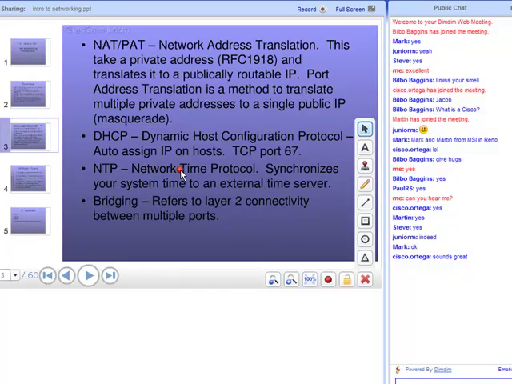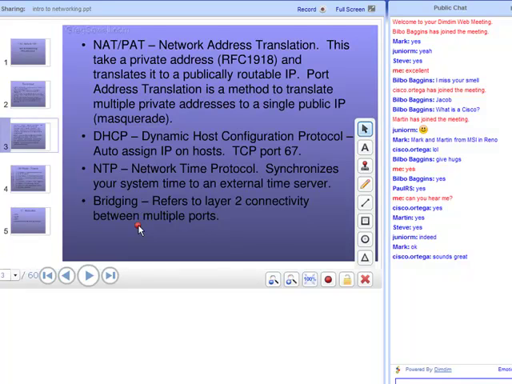DHCP, Dynamic Host Configuration Protocol. That's where a server of some kind out there assigns you an IP automatically. You just boot up, you request an IP, and it's going to hand you one. In essence, it uses UDP port 67. NTP, Network Time Protocol. Probably not going to talk about that. That's just a system to synchronize your time.